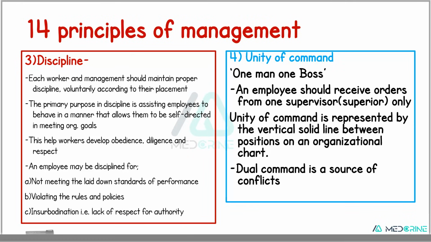Then principle number 3 is discipline, whereby each worker and management should maintain proper discipline voluntarily according to their placement. The primary purpose of discipline is to assist employees to behave in a manner that allows them to be self-directed in meeting the organizational goals. This discipline also helps workers develop obedience, diligence, and respect. An employee may be disciplined for not meeting the laid down standards of performance, violating the rules and policies, or insubordination, which is the lack of respect for authority.